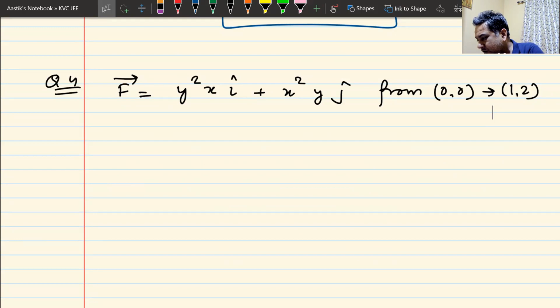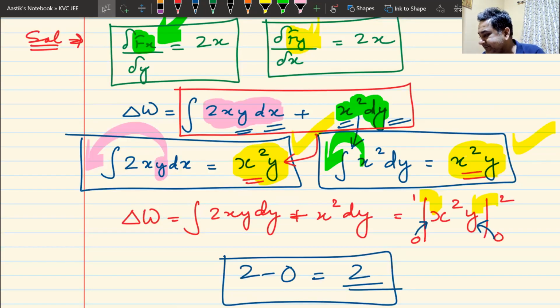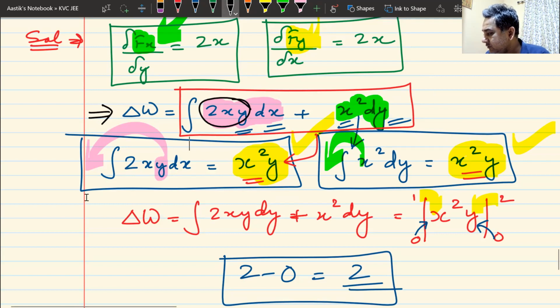Sir, can you show the previous sum again? You want to see it? What have you not understood? Sir, how did you get that delta W value? Work done is equal to the integral of fx dx plus fy dy. That is what we have been doing since the first day, beta. F of x is 2xy. F of y is x square.